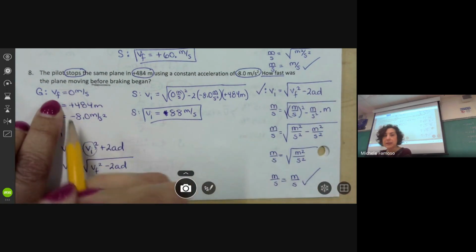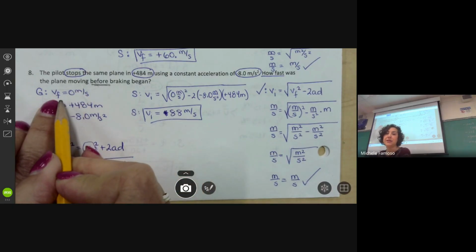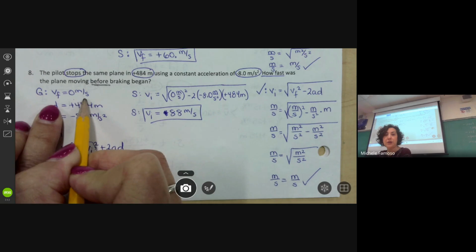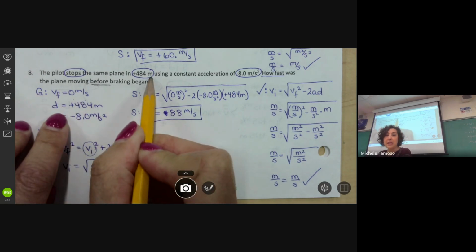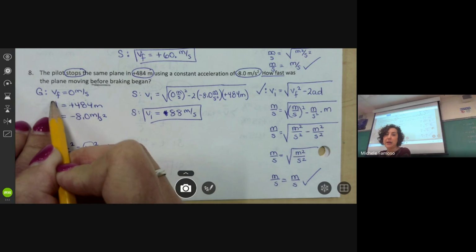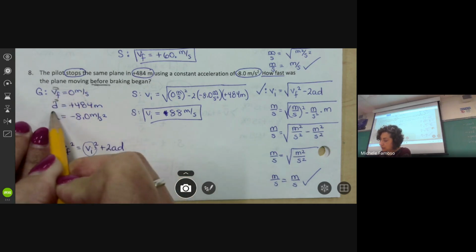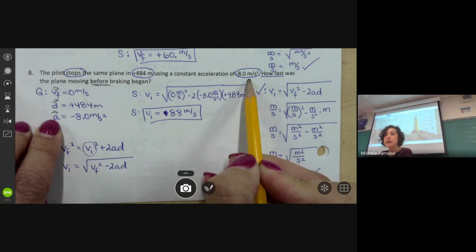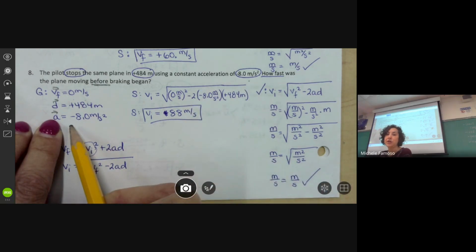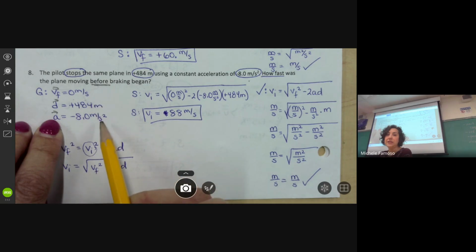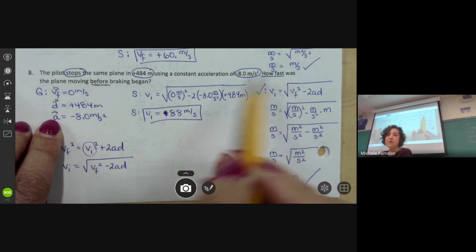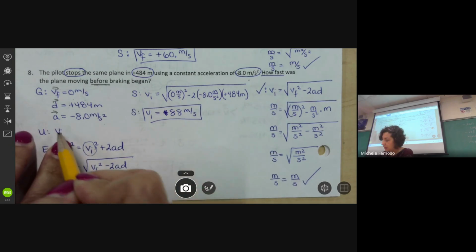So that means when we tell you something stops, that means its final velocity is 0 meters per second. The meters tells me that's a displacement. I'm going to just put the arrows back over these because those are vectors. And this in meters per second squared is an acceleration. So I have the VF, the D, and the A. When I say how fast before, that means I'm looking for the VI.